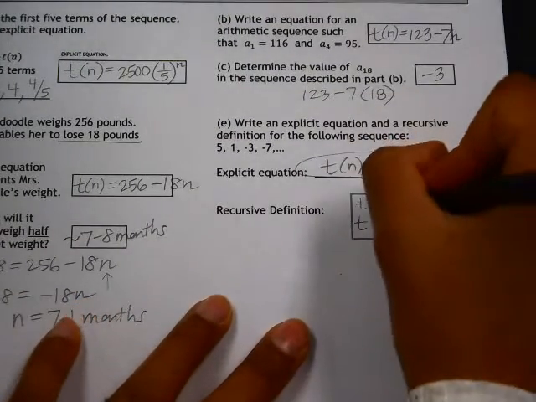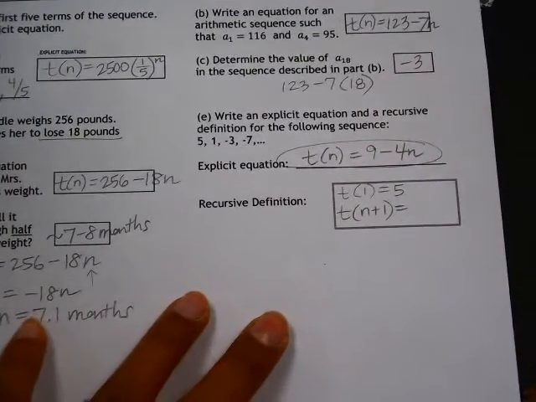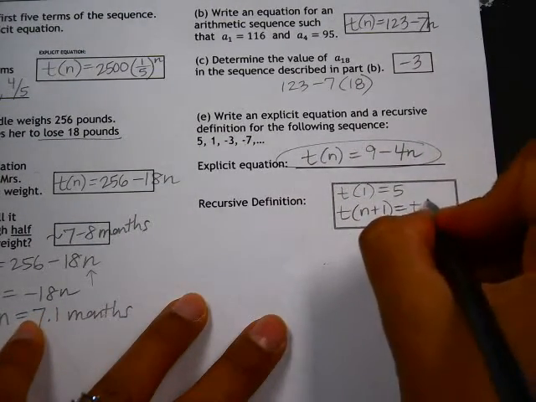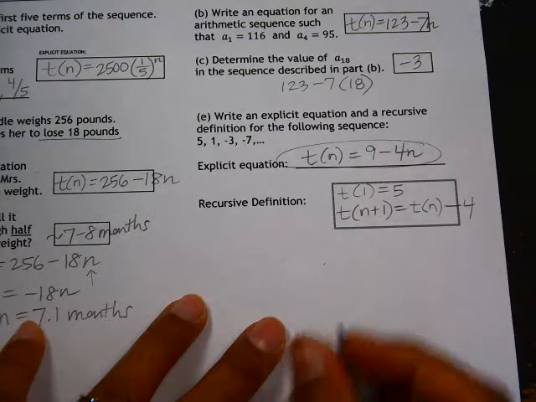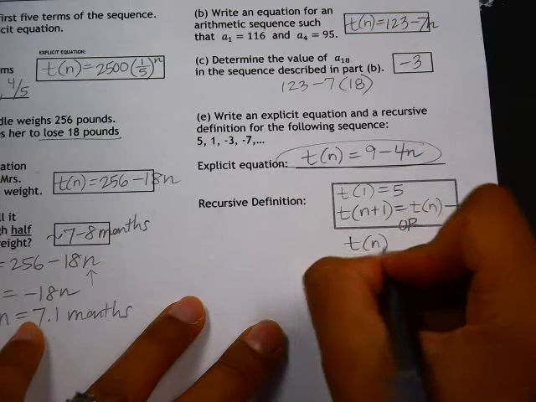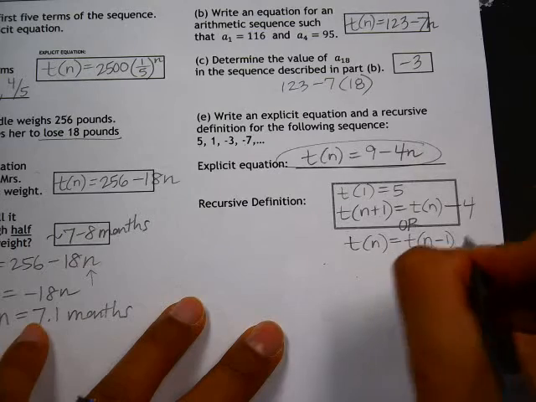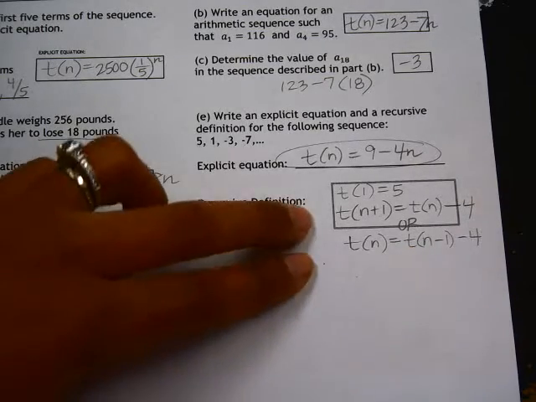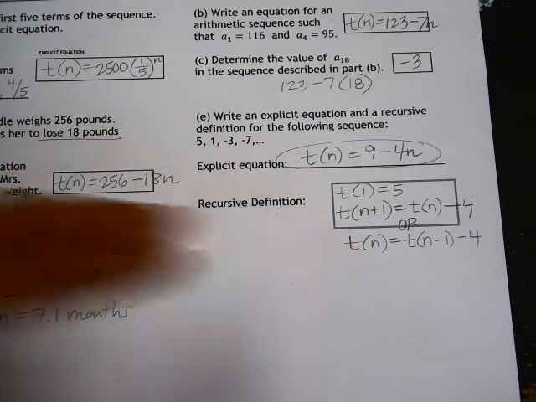So to find the next term, T of n plus 1 equals, take the previous term and subtract 4 each time. Another way to write it would be to find the next term, T of n, take the previous term, T of n minus 1, and then subtract 4. These both are saying the same thing with slightly different notation.